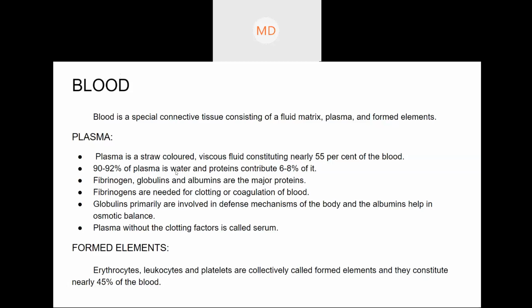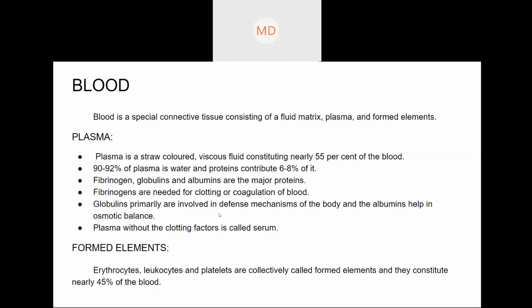When there is a cut and there is a flow of blood, the blood becomes thick and forms meshes around the wound, and then the flow gradually stops. That is known as blood clotting or blood coagulation. It is the same thing. That is done by fibrinogen. And globulin, that also we have discussed yesterday.